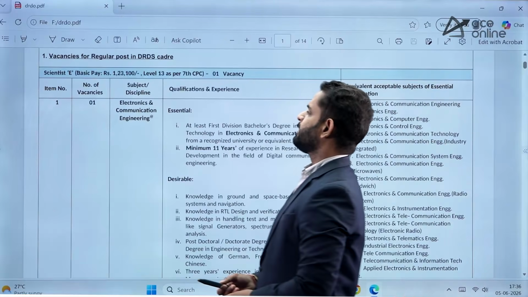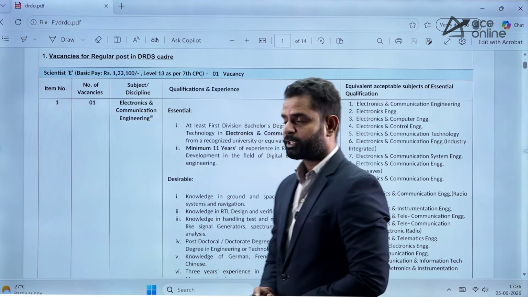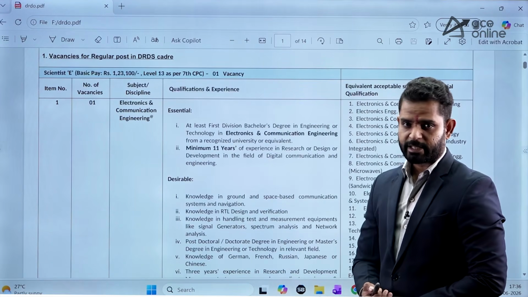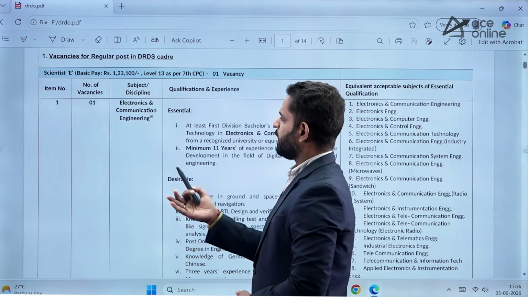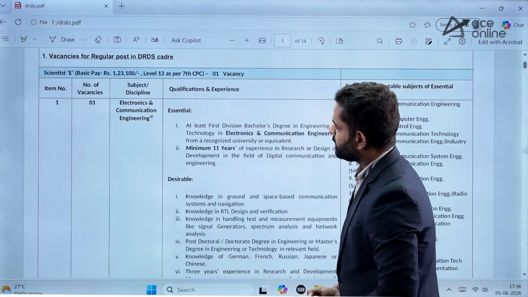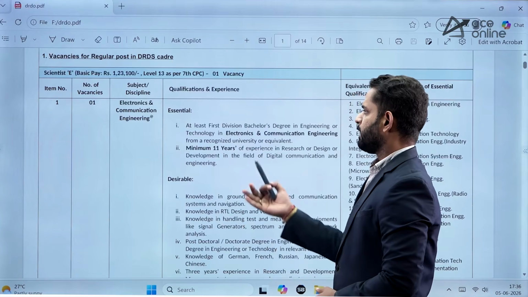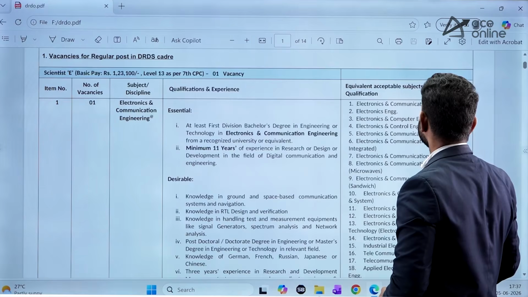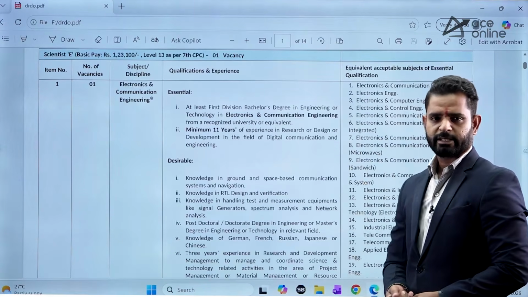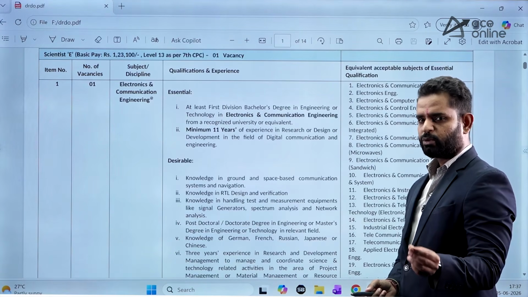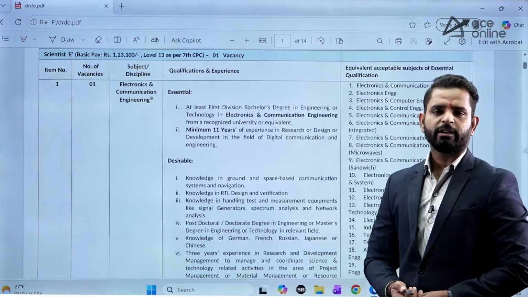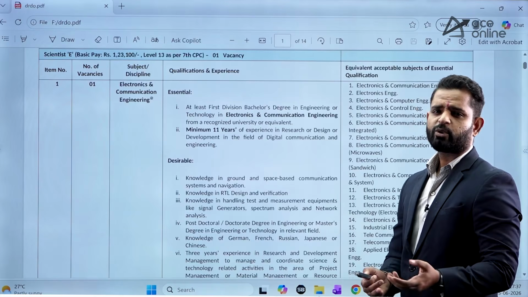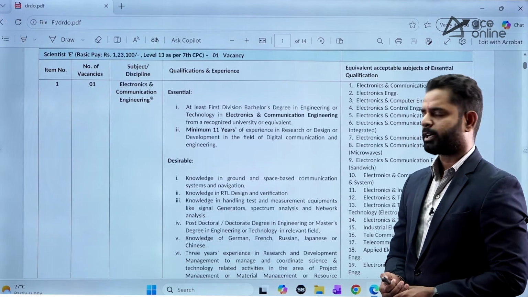Here, Scientist E, basic pay rupees 1,23,100 at level 13 as per the 7th CPC. One vacancy is out for the Scientist E post, and the subject or discipline name is Electronics and Communication Engineering. Essential qualification and experience is mentioned, and equivalent acceptable subjects of essential qualification are also given. If you want to know the details, go through the official website where you can find the PDF. You can also download the PDF from the description of this video.